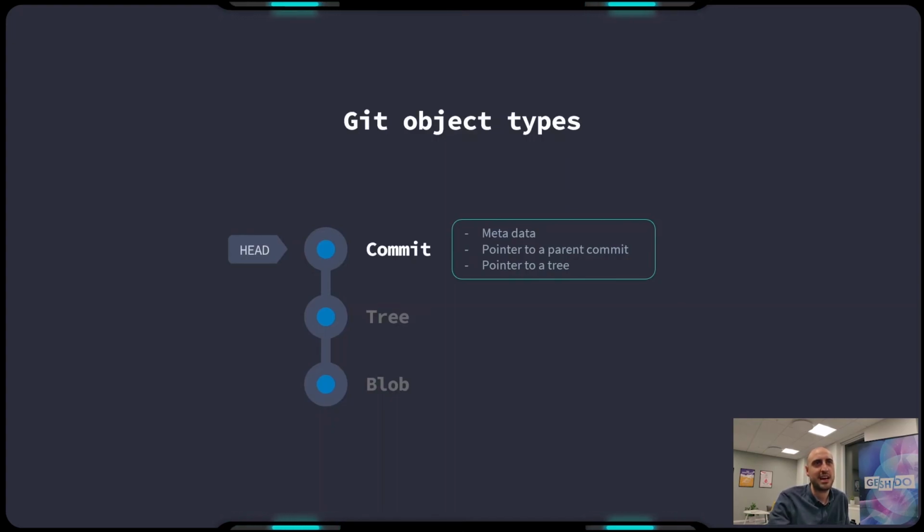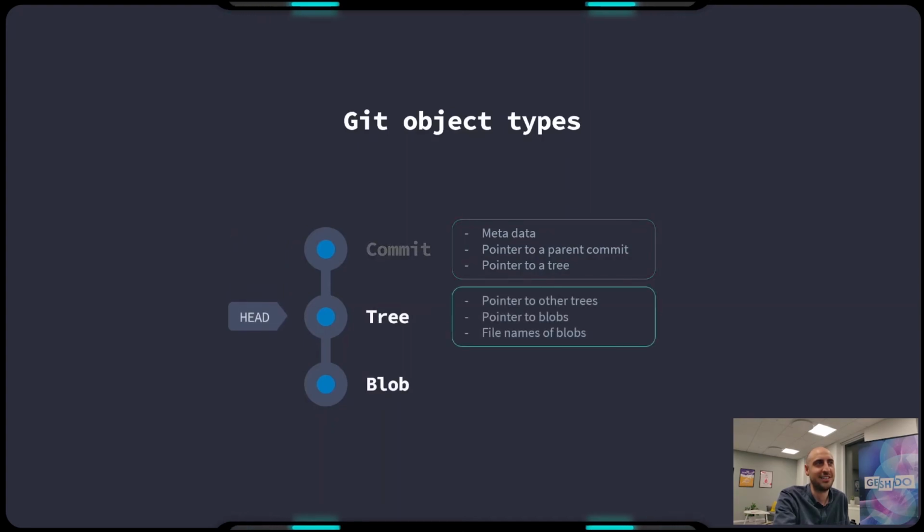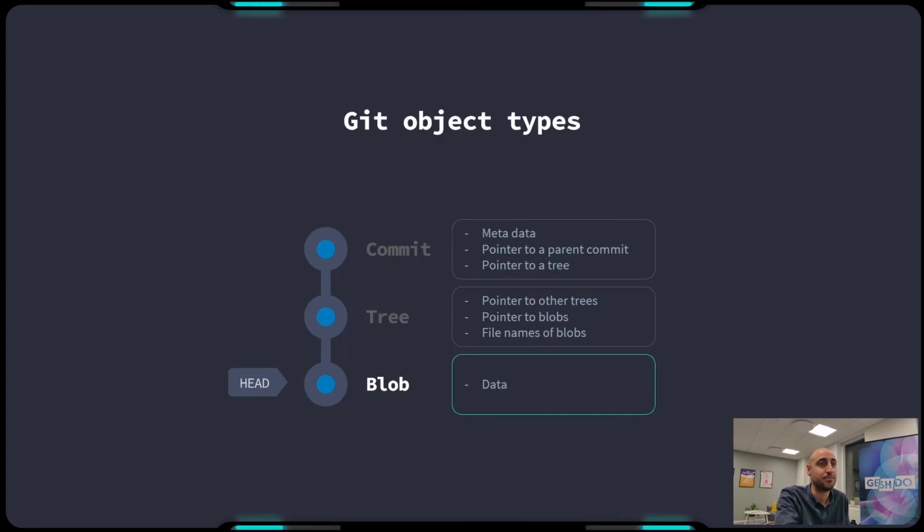And so you might ask, what is a tree object? It's an object that contains pointers to other trees. So that's very helpful. But it also contains some more information. It contains pointers to blobs and file names of those blobs. Okay, so last one. What is a blob? A blob is the data you care about, the data you create, and the data you want to version control, to help you handle.